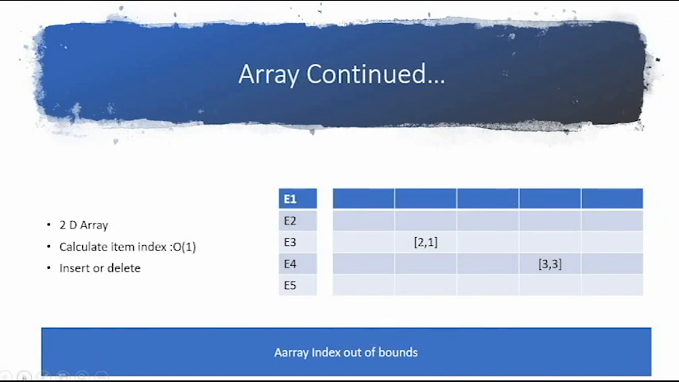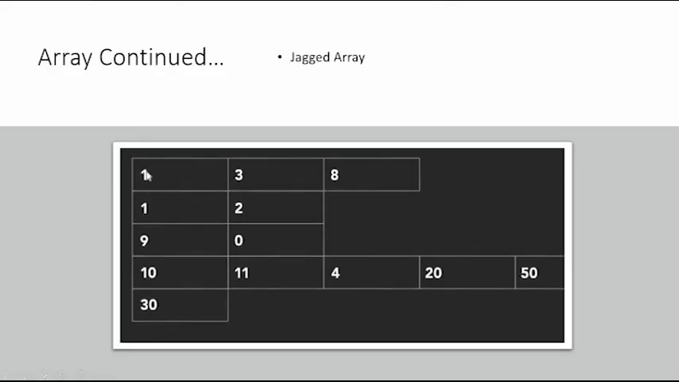Now there could be a jagged array also. This one is homogeneous: each element has an array of the same size. But there could be a possibility where E2 has only 2 elements, E3 has 5 elements, and E4 has 7 elements. This would be called a jagged array. You see, this is the example of a jagged array.